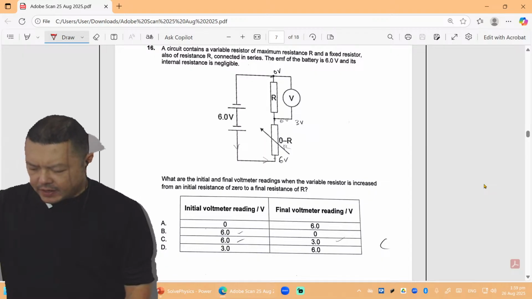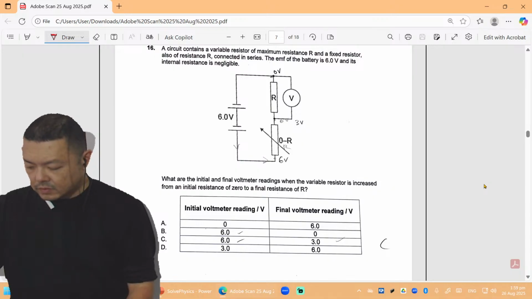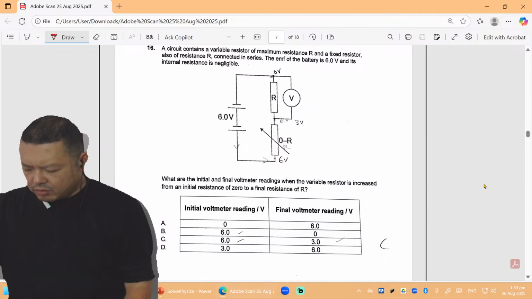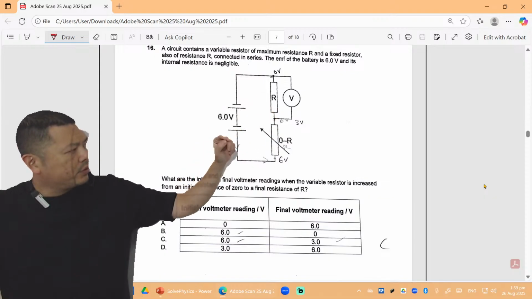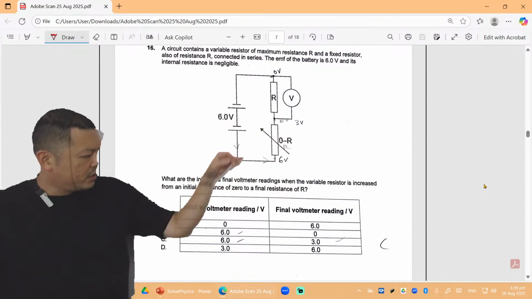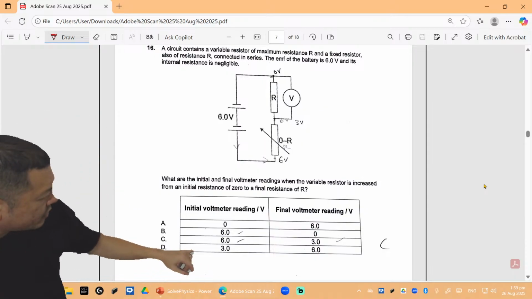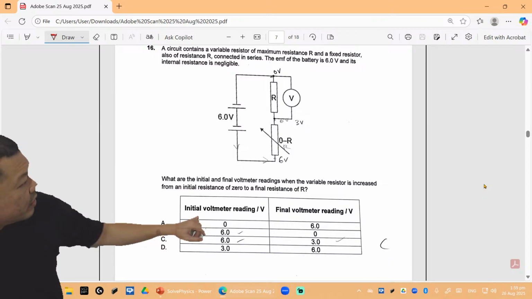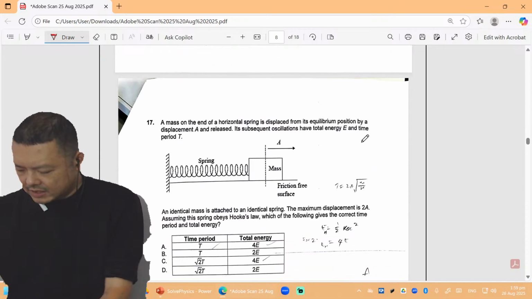What are the initial and final voltmeter readings when the variable resistor is increased from 0 to a final resistance of R? The voltmeter is across the other resistor. So when this is 0, all the voltage goes to him, 6 volts. When this is R, the voltage is split evenly, 3 volts, 3 volts, 3 volts. So 6 and 3. I've got two options with 6 and 3. Initial is 0, right? Increase from an initial of 0. So C is the answer.